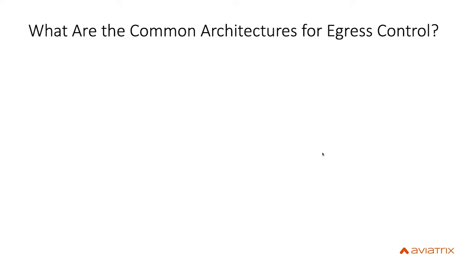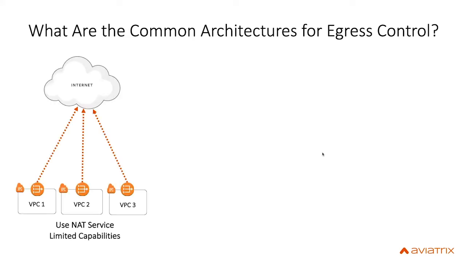So what are some common architectures for egress control? There are basically three of them. The first thing we're going to look at is NAT. It has very limited capabilities. It's tied to your VPCs, so it's a distributed architecture model because every VPC egresses from its own location. That's all IP-based security controls like we talked about, so it's very limited in what you can do.